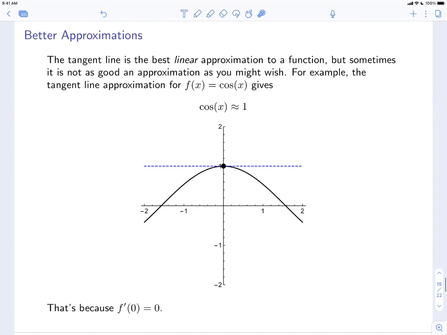It is possible to come up with better approximations. The tangent line is the best linear approximation to a function. That is, it's the best way to approximate it using a line. But sometimes it is not as good an approximation as other times. For example, the tangent line approximation for f at x equals cosine x at the point where x is equal to 0 is the horizontal line y equals 1.